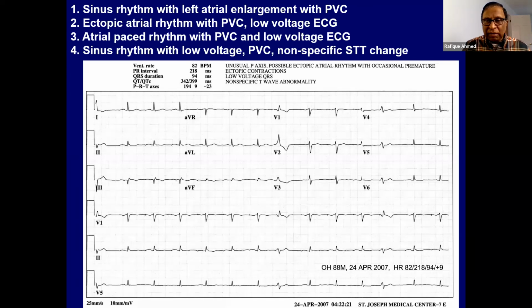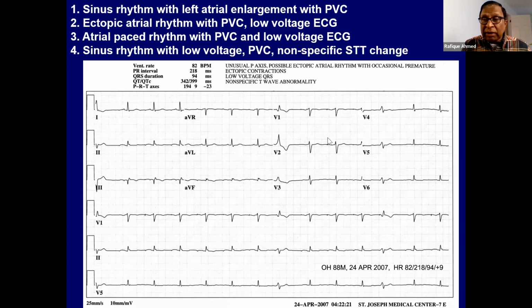So some said sinus rhythm, one physician said, and then ectopic atrial rhythm. Sure, these are all reasonable choices because there is a P wave before each QRS complex. And the P wave looks funny in leads 2 and 3. And that gives the possibility of ectopic atrial rhythm or sinus rhythm with left atrial enlargement. However, it's a little difficult to see.